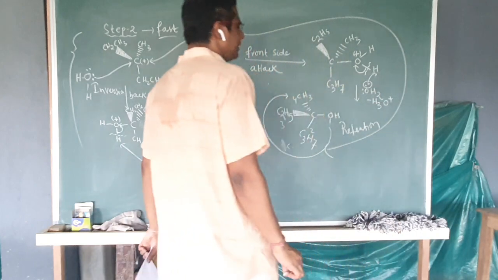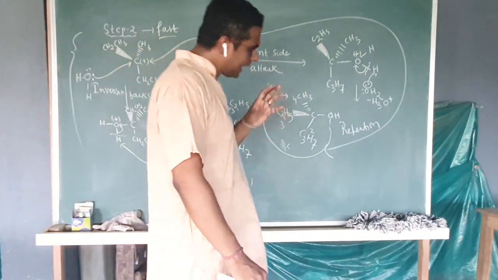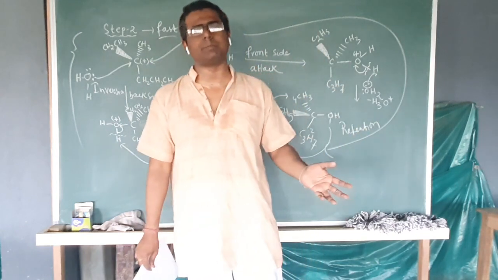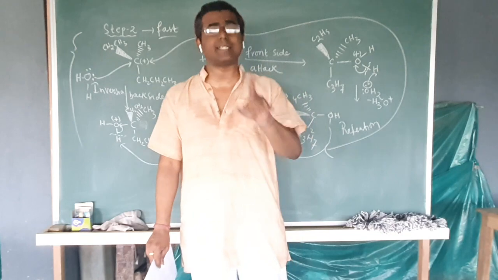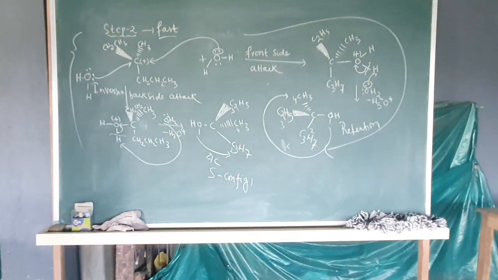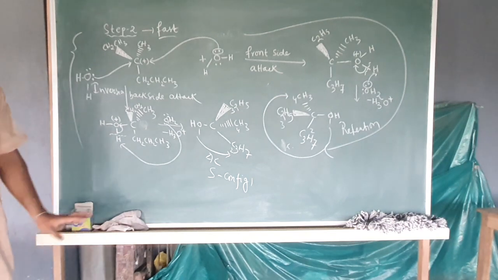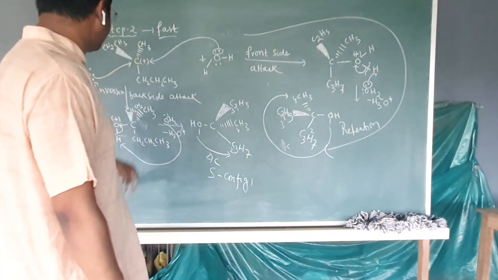Also it means that we are getting an equal mixture of R and S configuration, 50%. That means at the end of the day the mixture will be a racemic mixture. Hope you understood this. Little complicated, but it is understandable. Maybe you are having some problem only in this part.